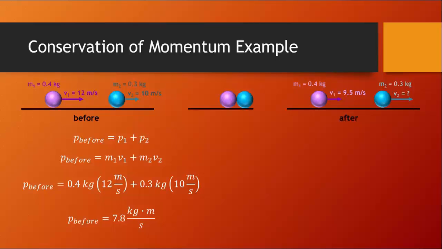Now, let's look at after the collision. And we'll start at the same place. After the collision, the total momentum is the sum of the momentum of the purple ball and the blue ball, again, P1, P2. And as good practice, we'll write out the equations, m times v for each of them.